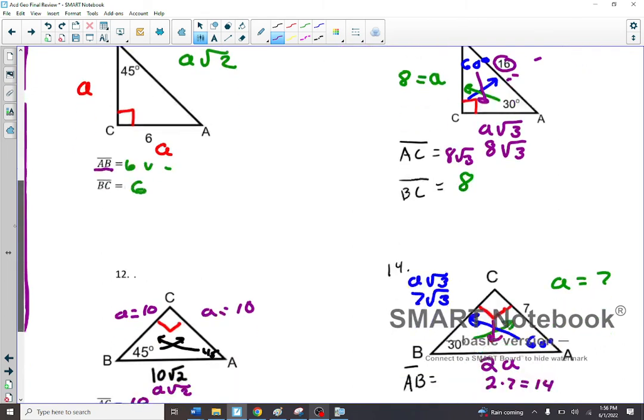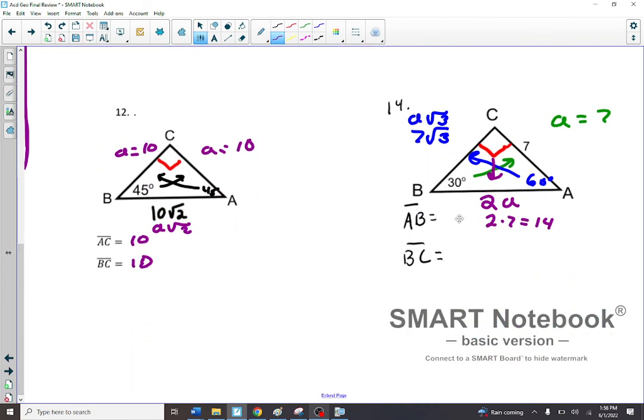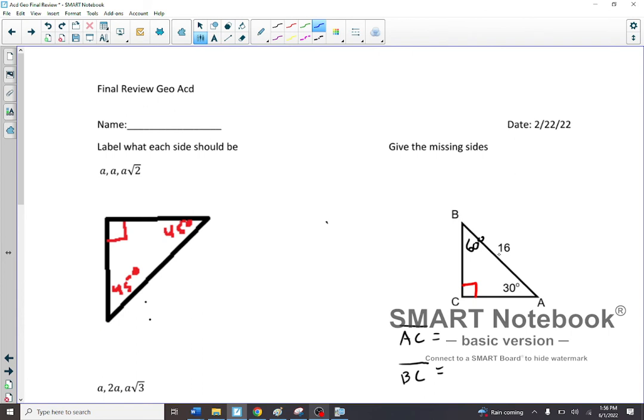So now it's 14. Then we just plug in the values. AB, which was the hypotenuse, is 14, like we said earlier. And BC, which is the 60-degree side, is 7 root 3, because across 60 is A root 3, and we already figured out A was 7. Where do you get root 3 from? That's part of the formula.